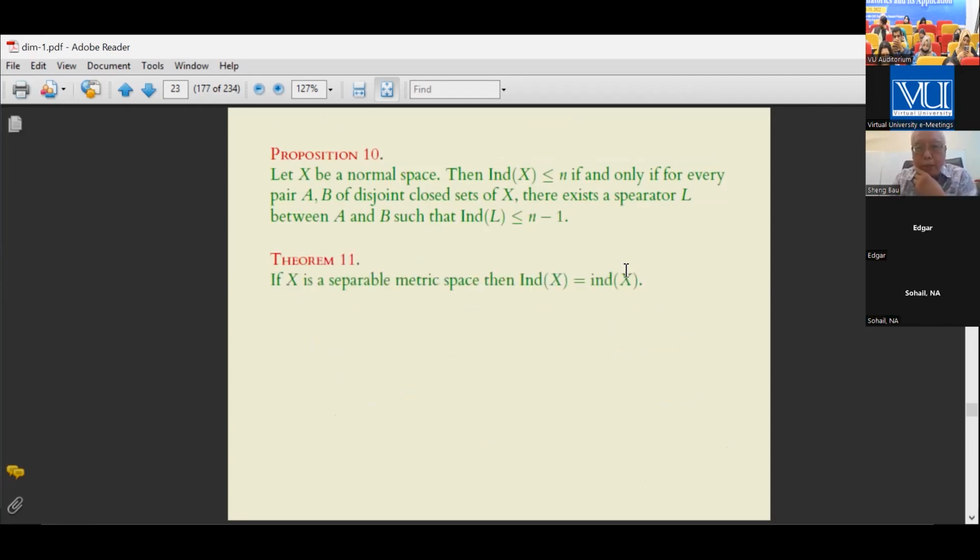And then immediately after that, we can easily prove that these two dimensions are equal always. So after doing this theorem, it doesn't seem to be necessary to define two of them, one for any topological spaces and the other one for normals. So now these are equal for separable metrics. Separable metric spaces are normal.